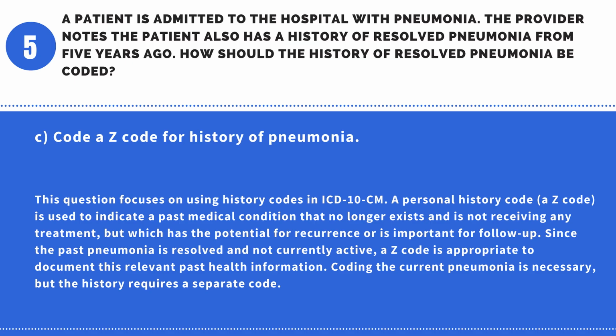This question focuses on using history codes in ICD-10 CM. A personal history code, a Z code, is used to indicate a past medical condition that no longer exists and is not receiving any treatment, but which has the potential for recurrence or is important for follow-up. Since the past pneumonia is resolved and not currently active, a Z code is appropriate to document this relevant past health information. Coding the current pneumonia is necessary, but the history requires a separate code.